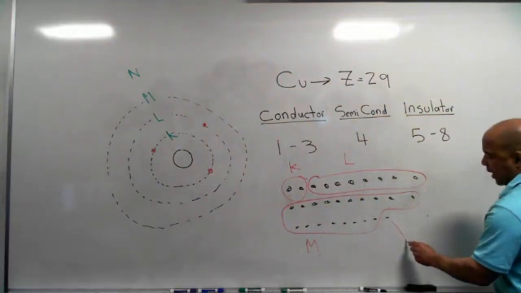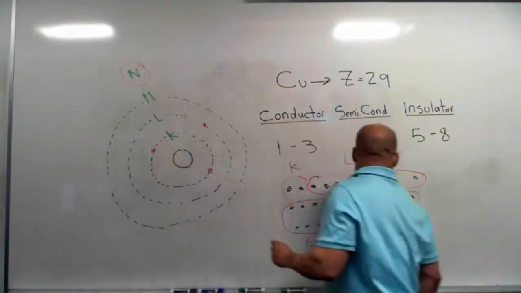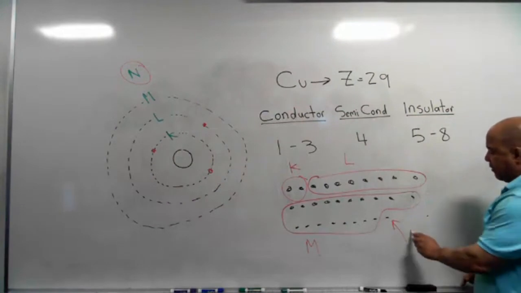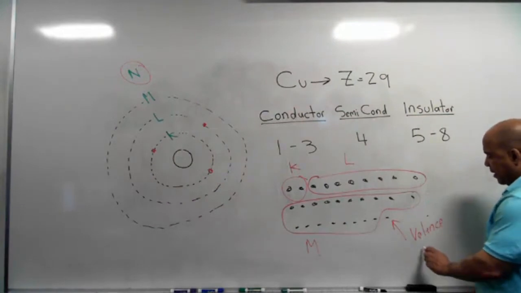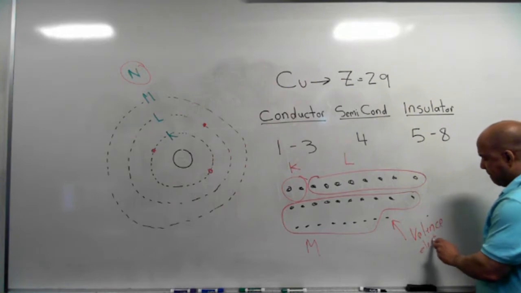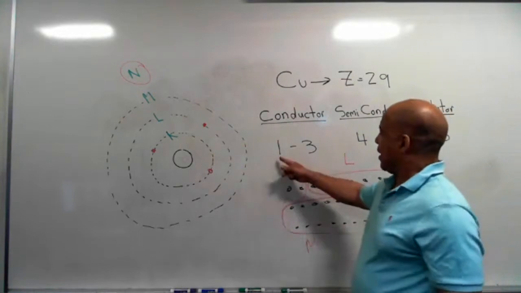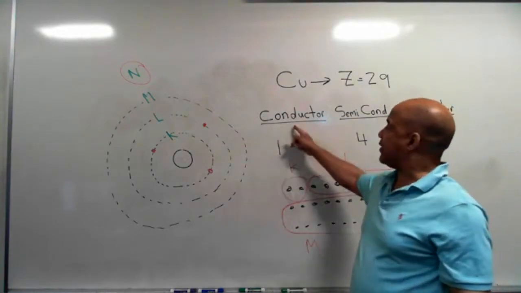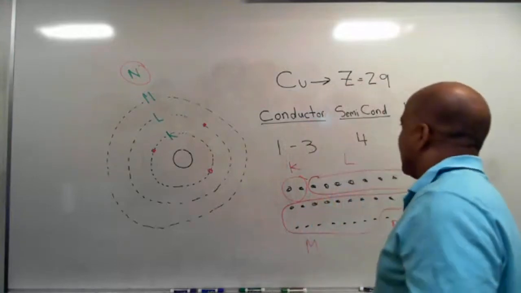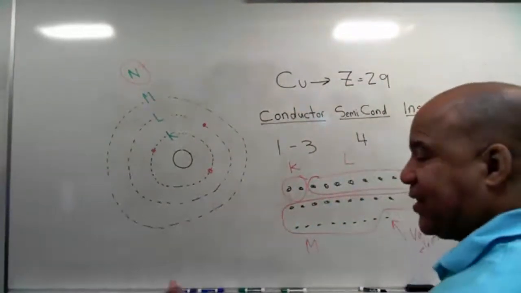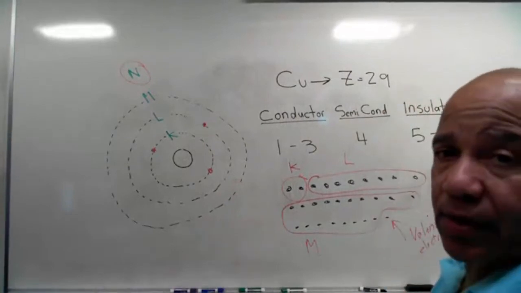That means that that electron right there is in the N shell. And since that's the outermost shell, that would be the valence electron. And there's one of them. Well, if an atom has one electron in the outermost shell, it's a conductor. So I can use this to predict, given the atomic number, I can tell right away if I'm dealing with a conductor, an insulator, or a semiconductor.